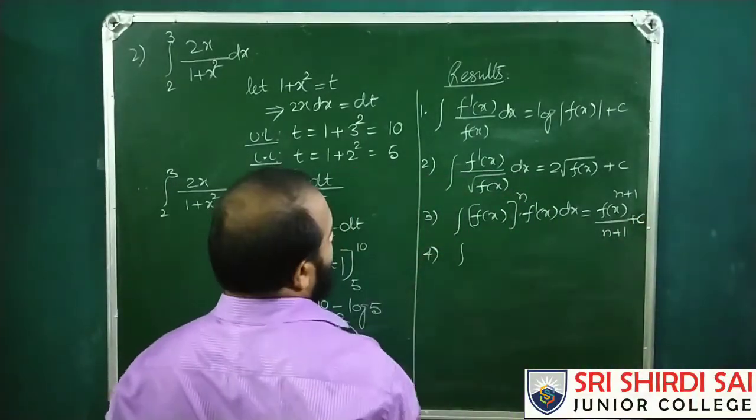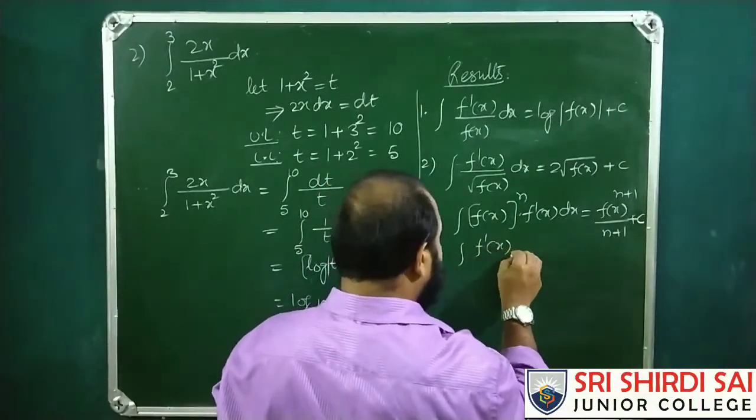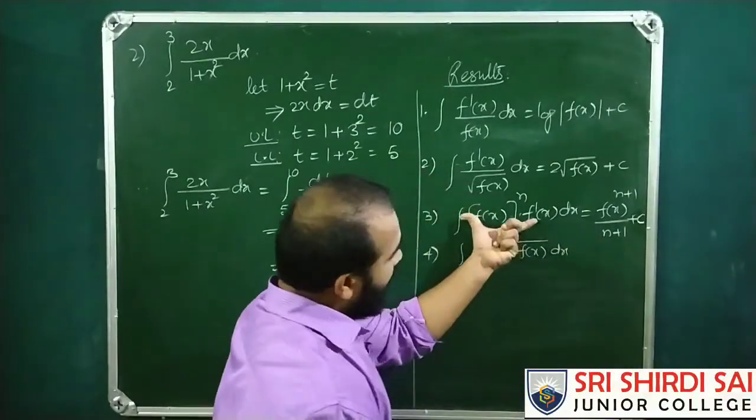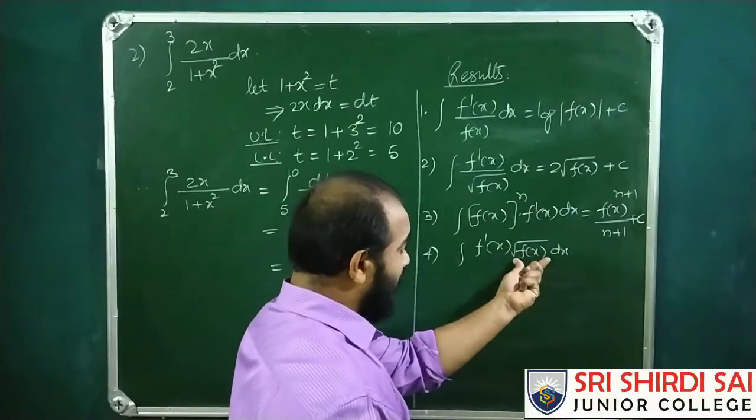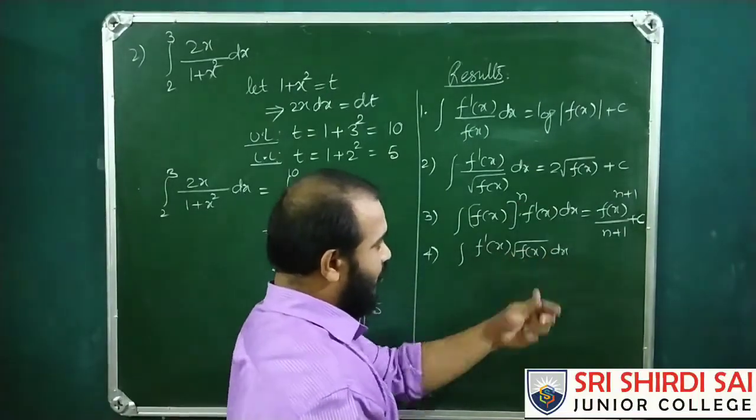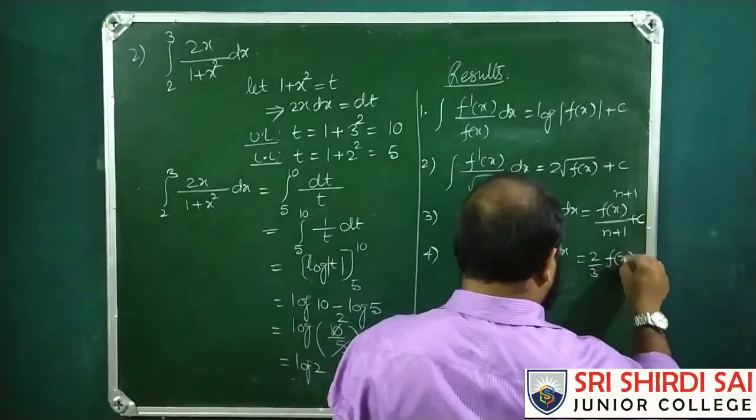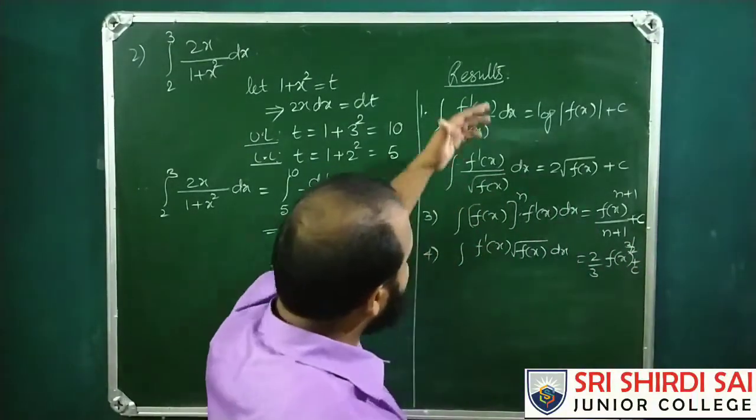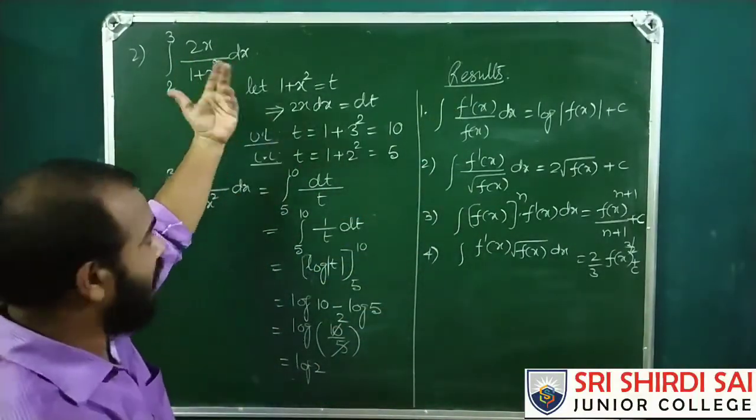Next, integral f dash x into root f of x dx. This is nothing but the application of this. Here n is 1 by 2, so f of x whole power 1 by 2. In the place of n, 1 by 2, so this is 2 by 3 f of x whole power 3 by 2 plus c. So these are the results. Directly we can deal with this problem using the result also.